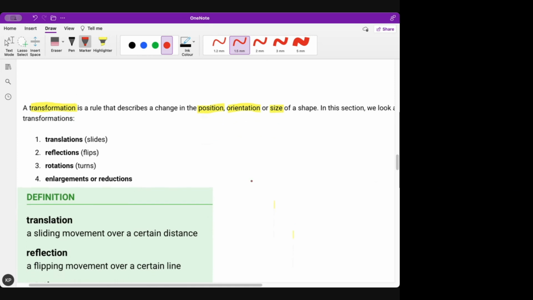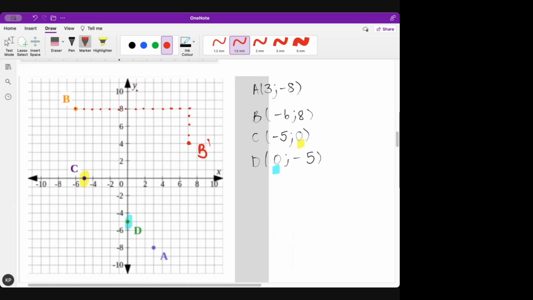Okay, so we can either reflect something on the y-axis or on your x-axis. Okay, and what's important to know about reflections is the same distance that it was over the axis, it will be on the other side. This is what I mean.